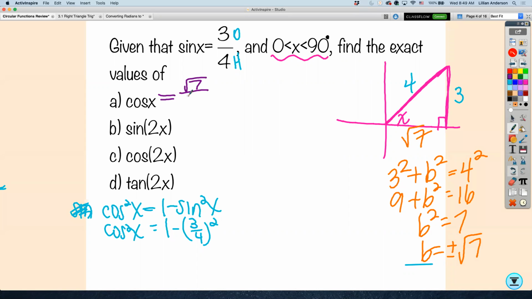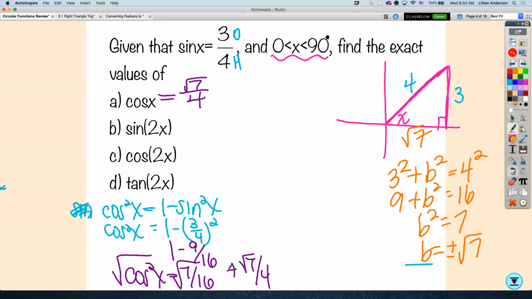You would get the exact same thing if you use the identity. This would have been 1 minus 9 over 16, which is 7 over 16. So then you'll have cosine squared x equals 7 over 16. Take the square root: square root of 7 over 4, plus or minus, but we wanted the positive version.